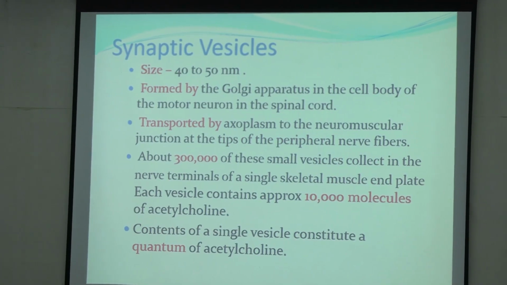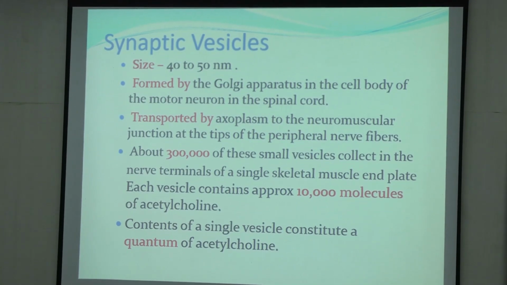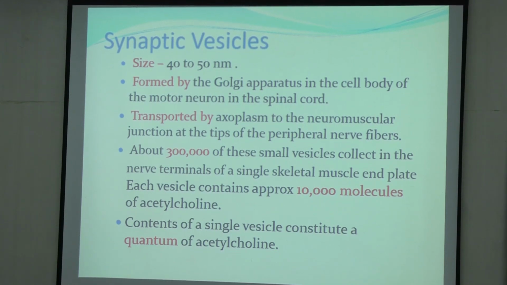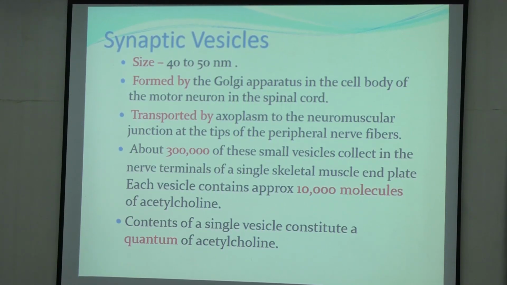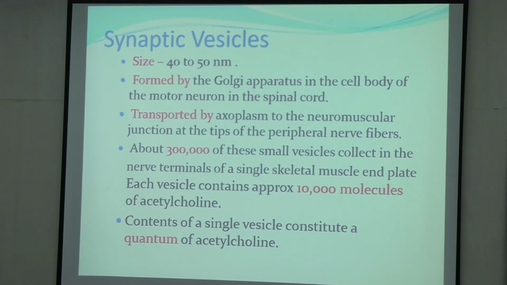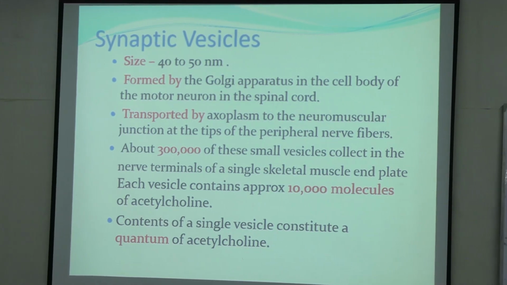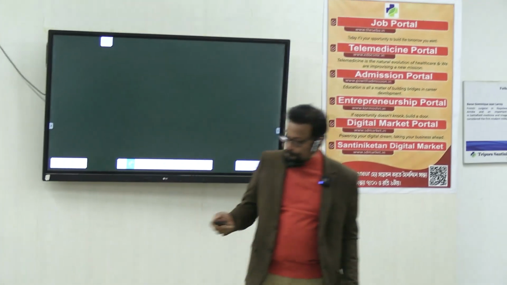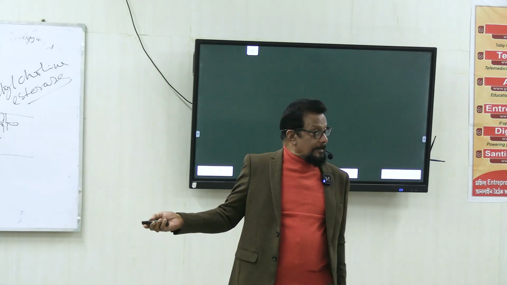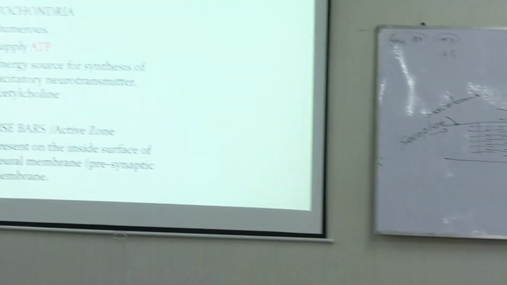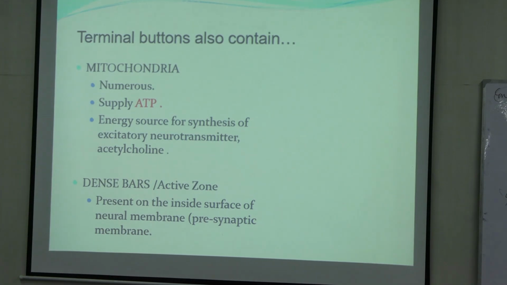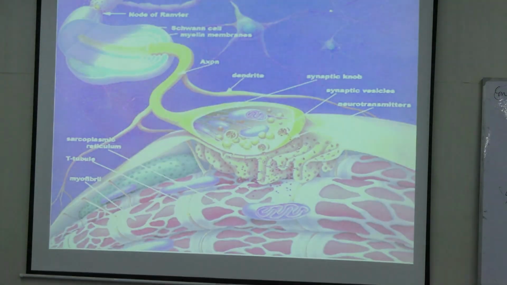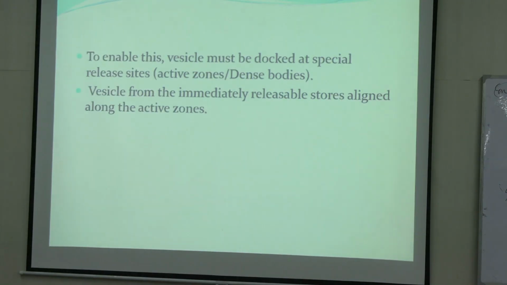Everything is discussed. Synaptic vesicle size, where they are formed, about how many vesicles you can get in a synaptic knob. How many? So many synaptic vesicles are there in a particular synaptic knob. Quantum, I gave you the idea of quantum. What is there? Other thing present in synaptic knob, already told you. Now see the mechanism.